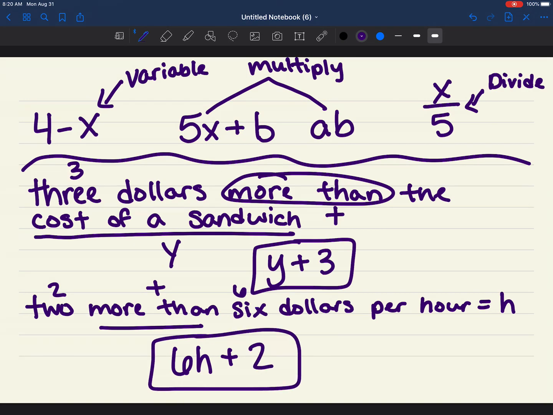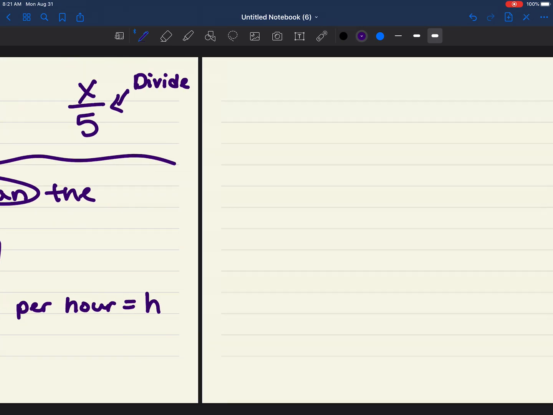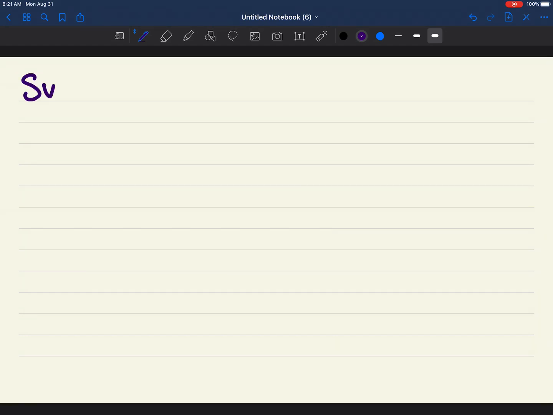Okay, now, same thing as the one before. If you wrote 2 plus 6H, it's not going to be wrong, but just try to get in that habit of making sure when we see more than that we write it in that order. Okay? All right, how do we feel about those two things? Not too bad? Okay. All right, let's talk about substitution property.